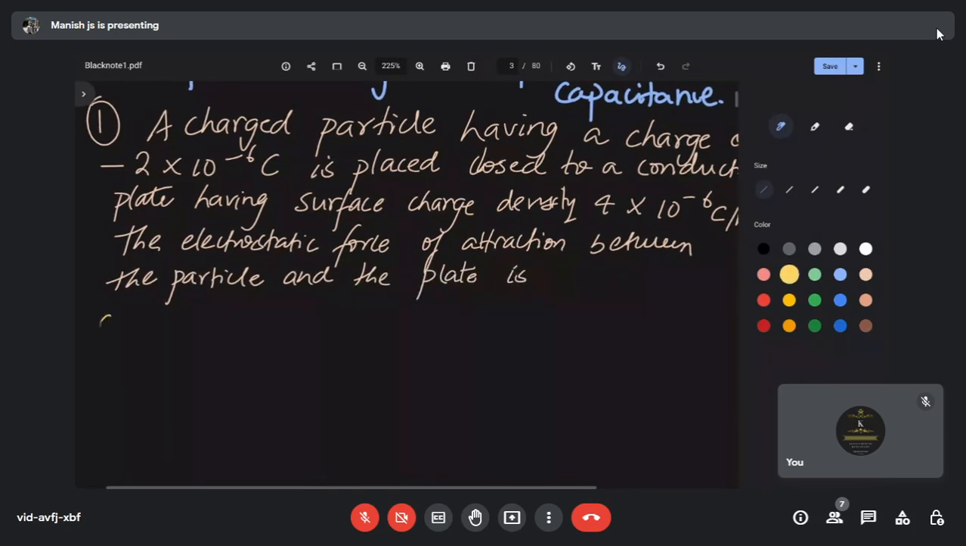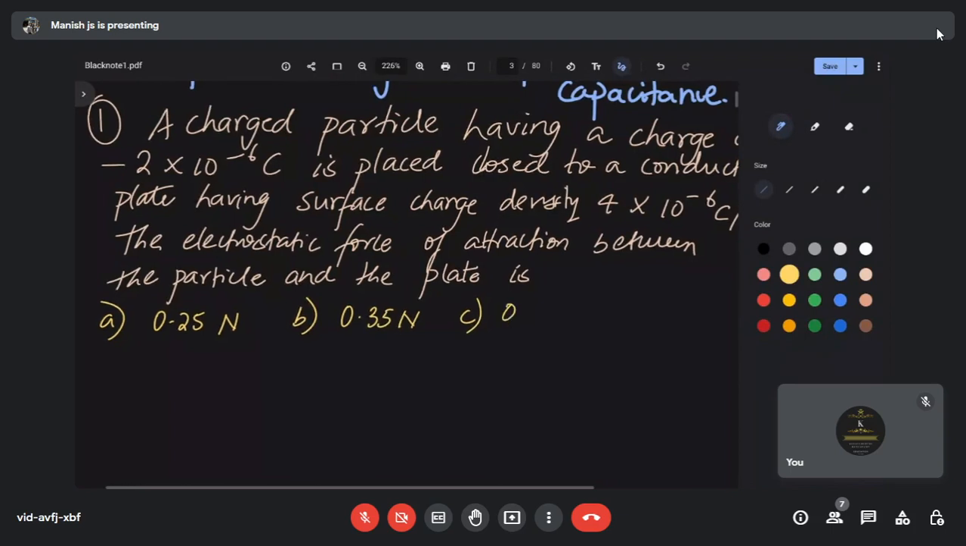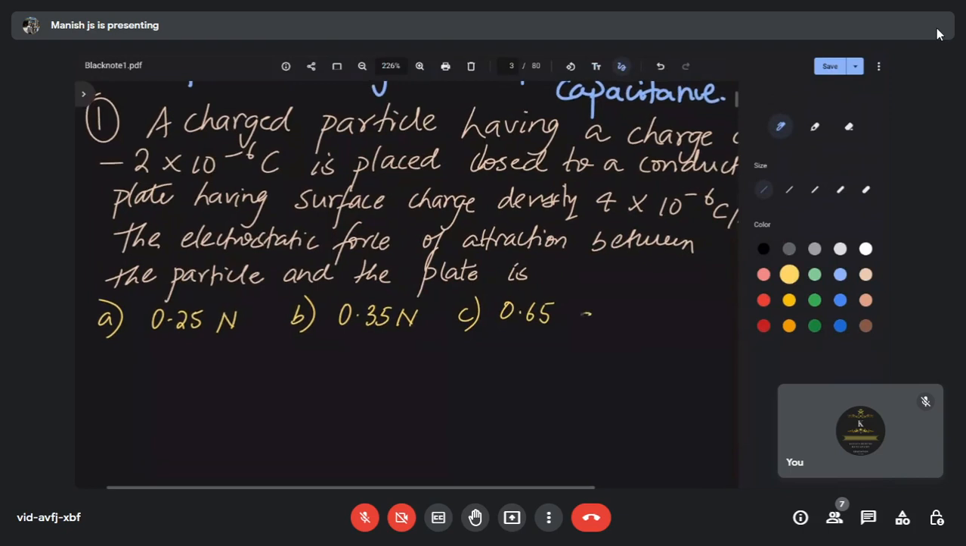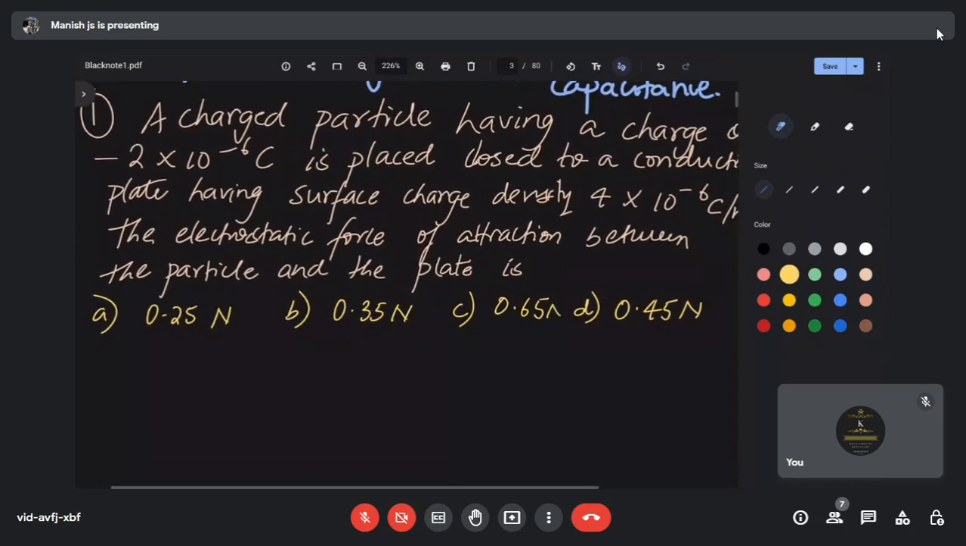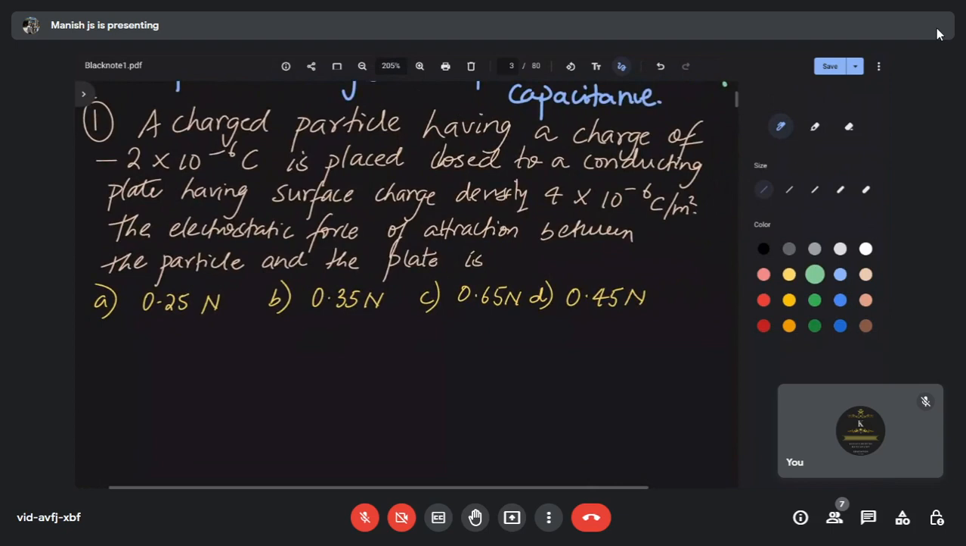So options there. Option A 0.25 newtons, option B 0.35 newtons, option C 0.65 newtons, and option D 0.45 newtons. Okay, these are the options. So try it. First you can approach, you can try it. Before that, just tell me what are the given values. What data have they given you, so that we can choose the appropriate formula.